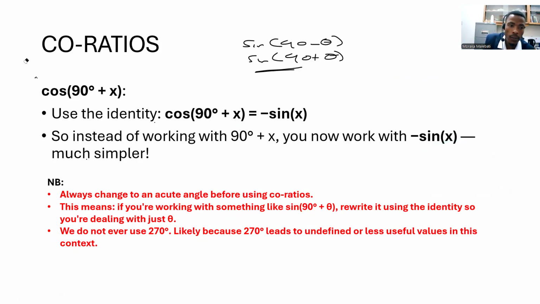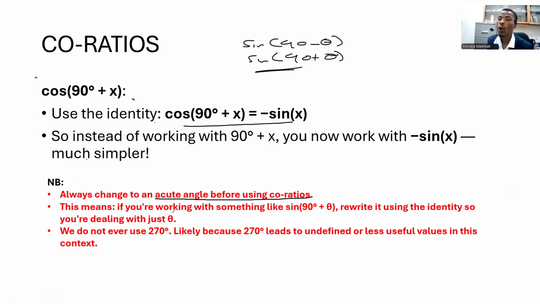So let's find this. We're having cos of 90 plus theta. We use the identity with the minus sign. We've learned about it. So instead of working with 90 plus theta, you now work with minus sine x, which is much simpler. You need to note this: always change to an acute angle before using co-ratios.